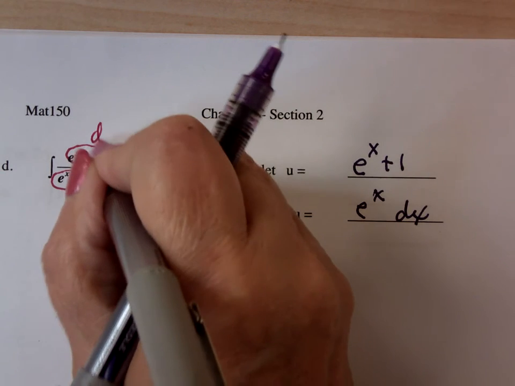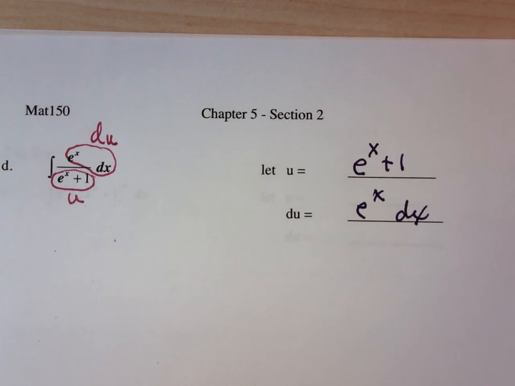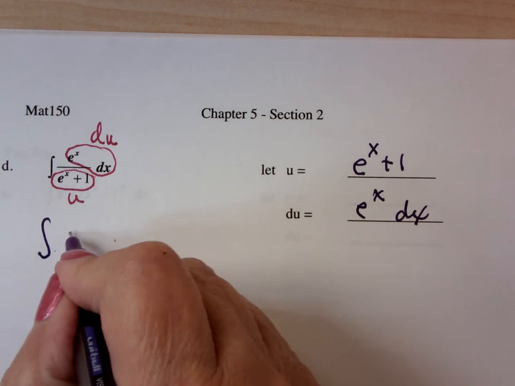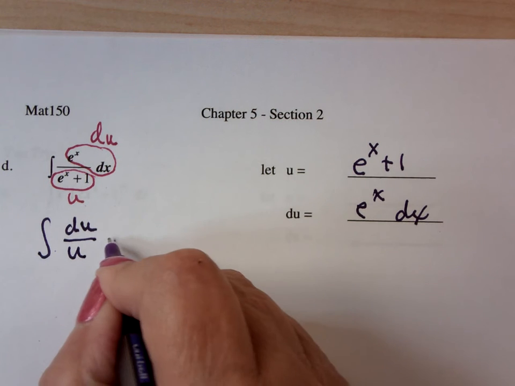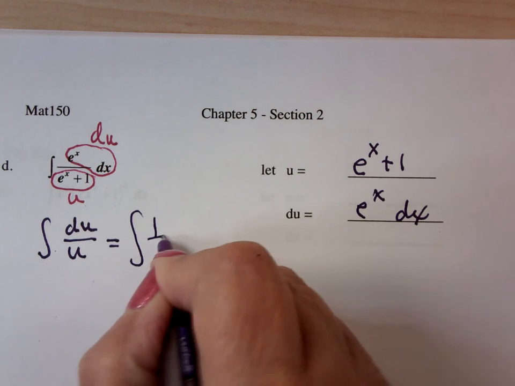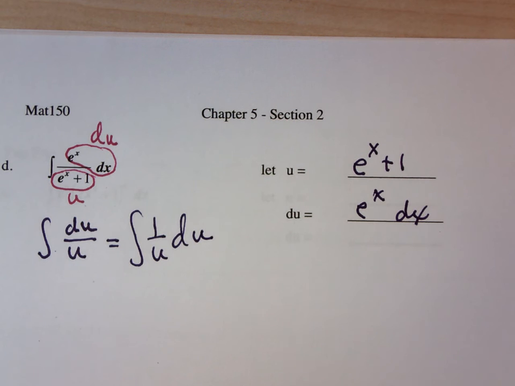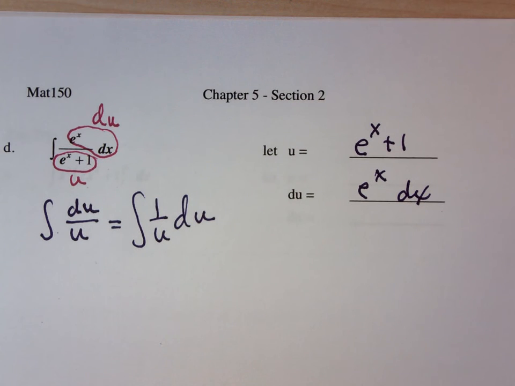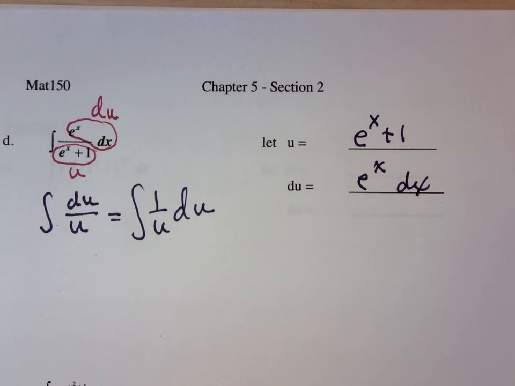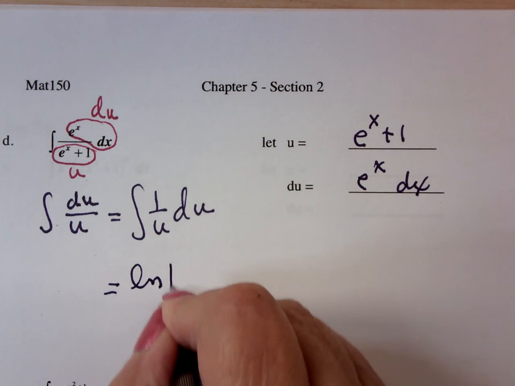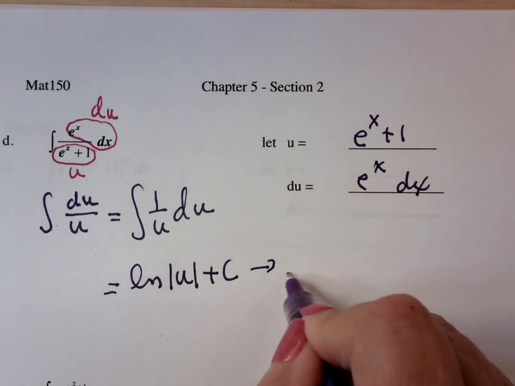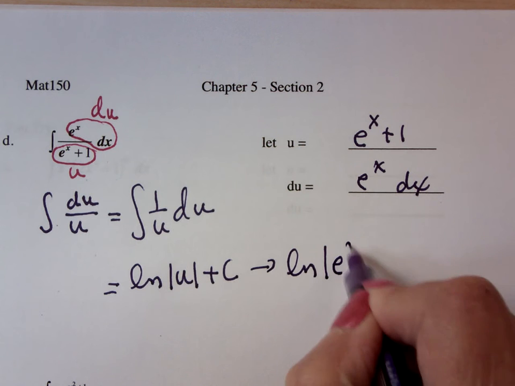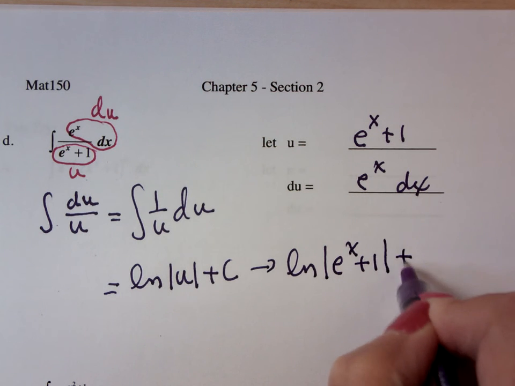The numerator is du. So this is the integral of, you could say if you wanted to, I don't usually do it this way, du over u. I usually look at it this way, 1 over u du, because that, to me, smacks you in the face as who? Natural log. The natural log of the absolute value of u plus c, which turns into the natural log of the absolute value of e to the x plus 1, plus c.